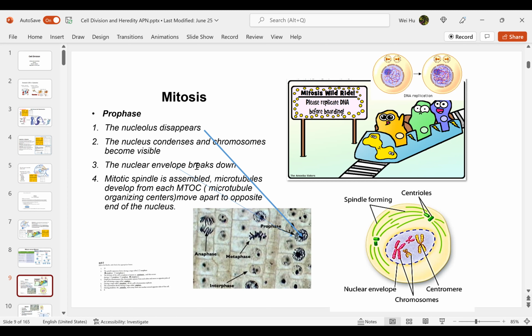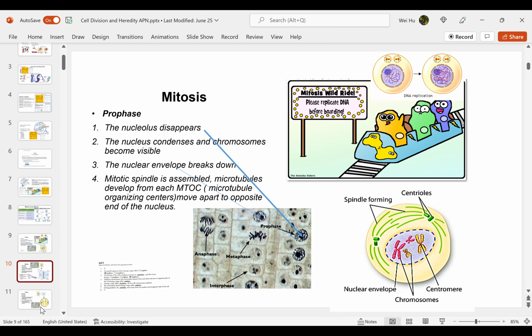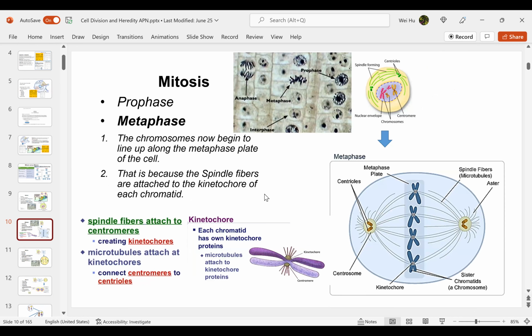Okay, so then you have 3 changes for your nucleus. Number 1, the nucleolus disappeared. Number 2, the chromosomes become very condensed, and also the nuclear envelope breaks down. So that's 3 changes in the nucleus. You also have 2 changes in the cytosol. You can see your centrioles linked to spindle fibers, and then they move to 2 ends. Okay, that's prophase.